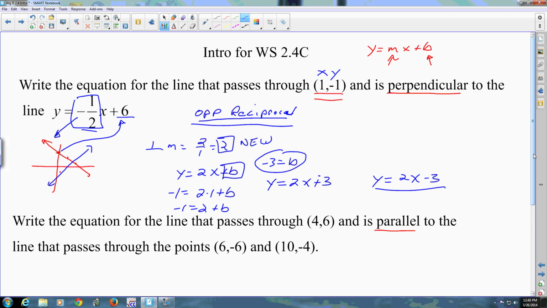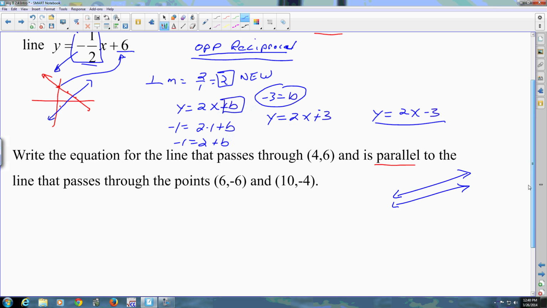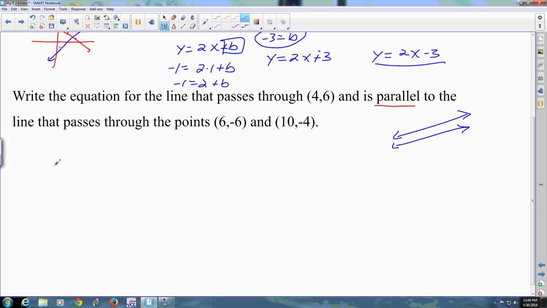If they tell you they want something that's parallel, what you should understand and take away from that is parallel lines have the same slope. Again, you don't need to graph this to do it. I'm just going to sketch a graph of it to help you see what they're saying. So (6, -6), 6 over, 6 down. About right there. 10 over, 4 down. So what do you think? Somewhere like that? Here's the line that they're referencing.